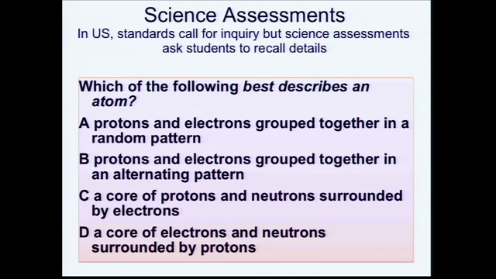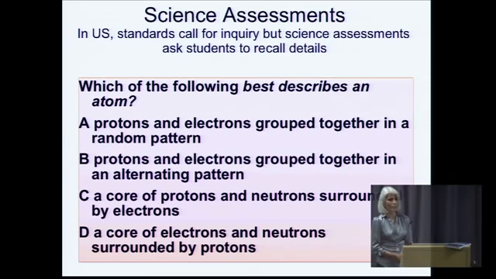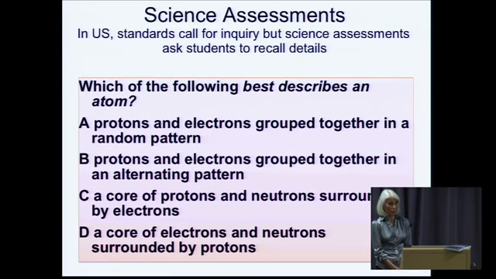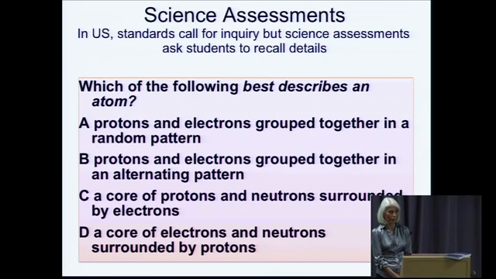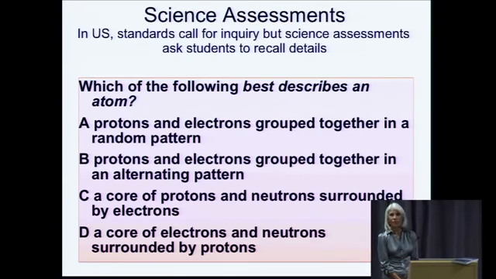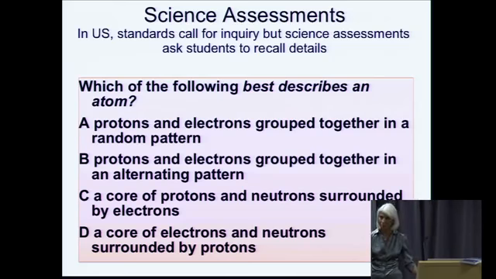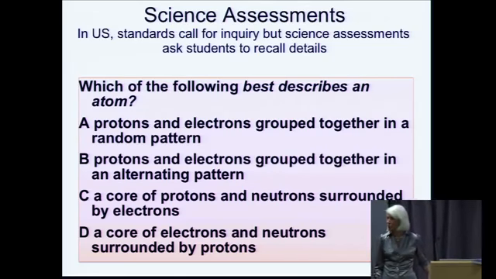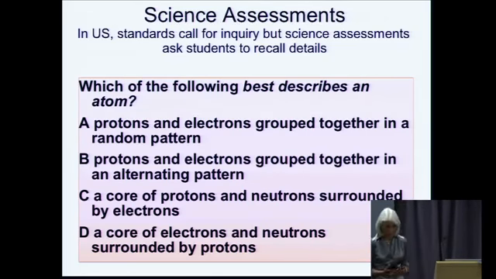For example, this is an actual item from the California State Assessment. Which of the following best describes an atom? Protons and electrons grouped together in a random pattern, protons and electrons grouped together in an alternating pattern, a core of electrons and neutrons surrounded by electrons, a core of electrons and neutrons surrounded by protons. What do you think the message is that this item sends? What does that tell you about what science should be?